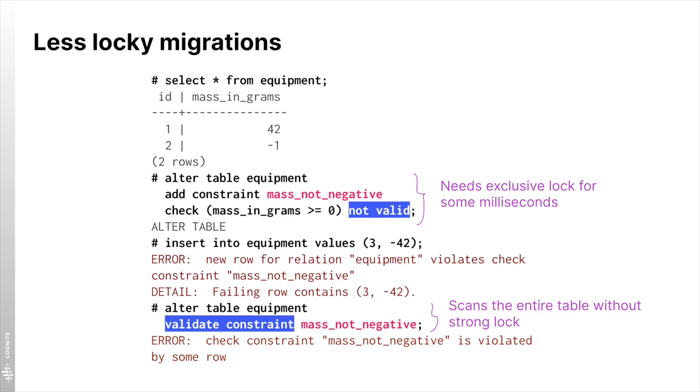So here is an example where we have an equipment table. It's pretty tiny, it only has two rows, but we show an example where we add a check constraint that mass cannot be negative, and we declare that it is not valid. And after that, we try to insert equipment with negative mass, which the currently invalid constraint will still reject. So new data has to conform to that constraint. And we see that the subsequent attempt to validate it fails because it recognizes that there is invalid data in the table. But at least finding that happens without having an exclusive lock.